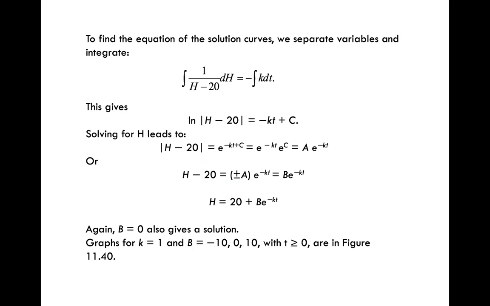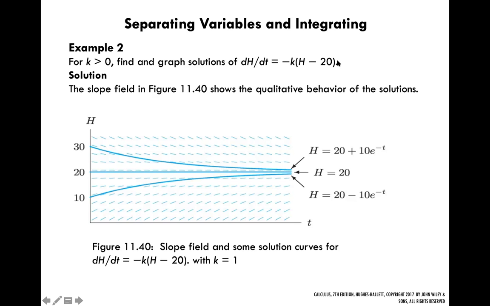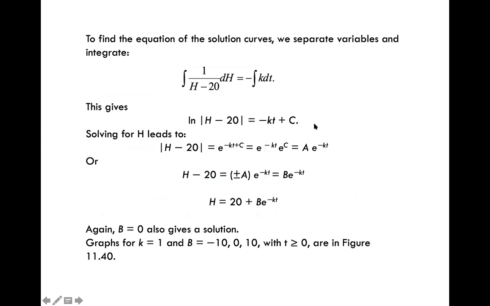To find the equation of the solution curves, or the answers, we separate the variables. And like before, you multiply, divide. So in the previous equation, you would take your h minus 20 and divide it over to the left-hand side. And you take your dt and you multiply that over to the right-hand side. So we're going to get the integral of 1 over h minus 20 dh is equal to minus the integral of k dt. So by integrating both sides, we get the natural log of h minus 20 is equal to negative kt plus the constant of integration.